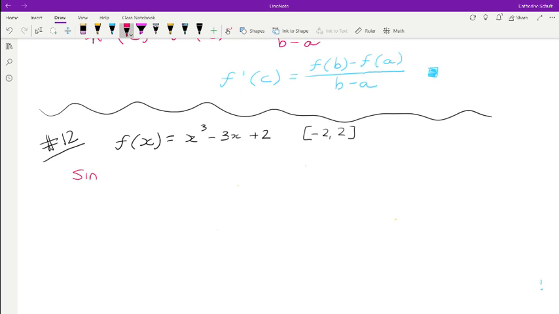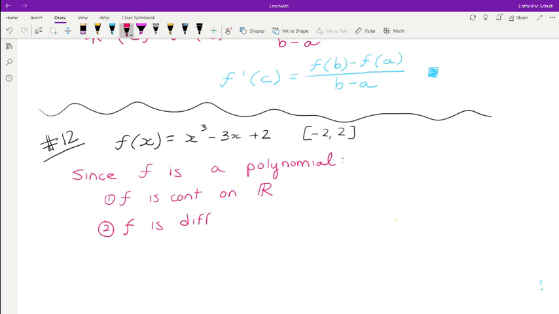Well, since f is a polynomial, f is continuous on all real numbers, and f is differentiable on all real numbers, because that's how polynomials work. Okay, so those two things mean we can use the mean value theorem.